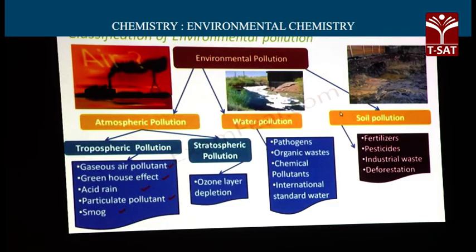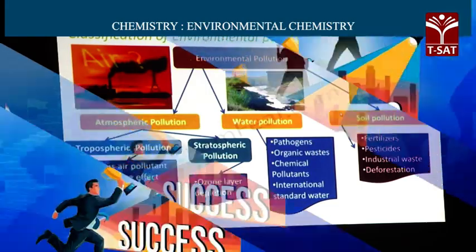In stratospheric pollution, ozone gas is mainly present. The ozone layer is a very important part of the environment. So, stratospheric pollution deals with the study of the ozone layer and its depletion. When it comes to water pollution, the causes and bad effects can be studied. In soil pollution, we study how soil pollution occurs and what its effects are. So, these 3 types of pollution we have to study.